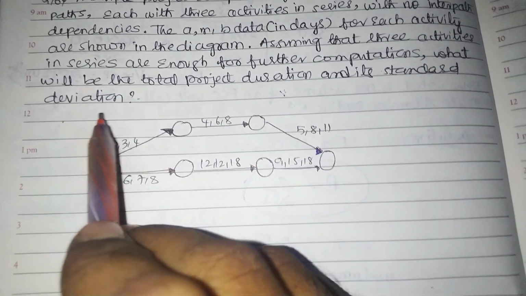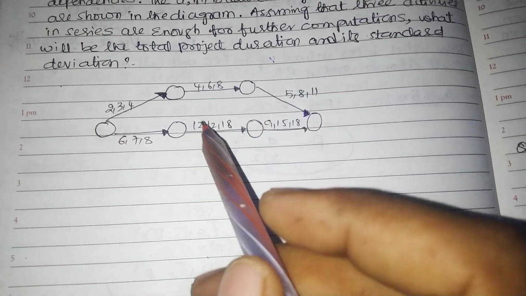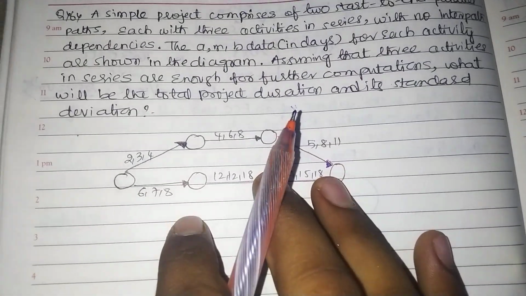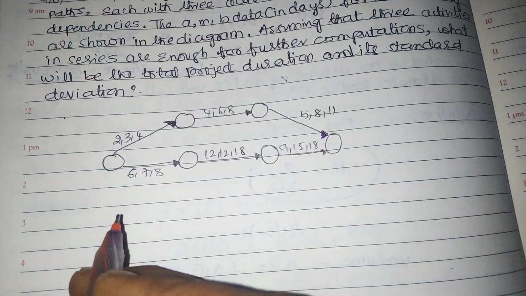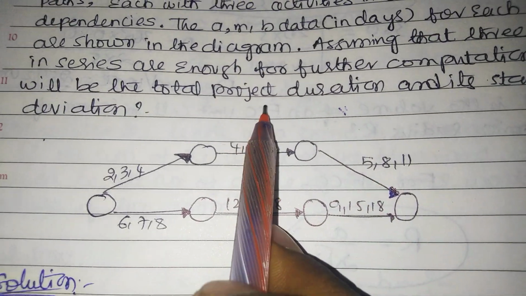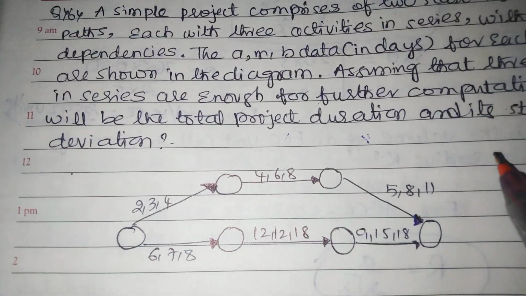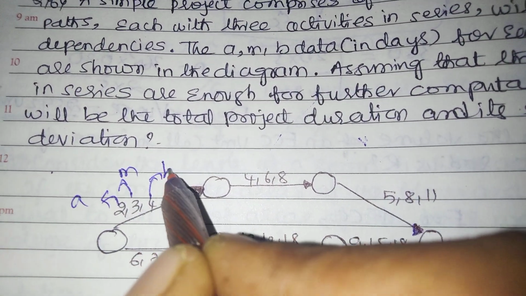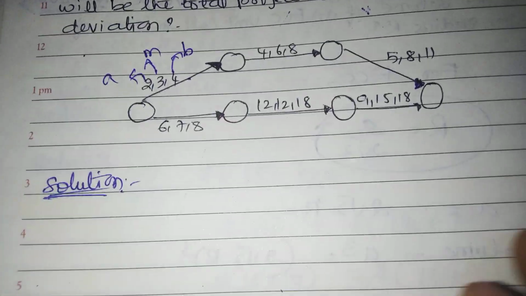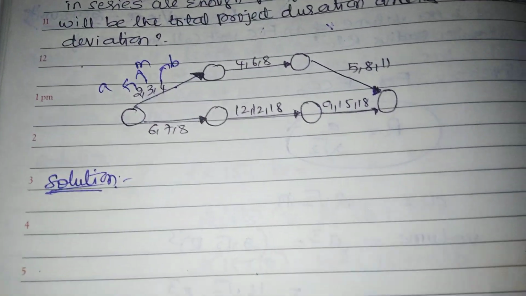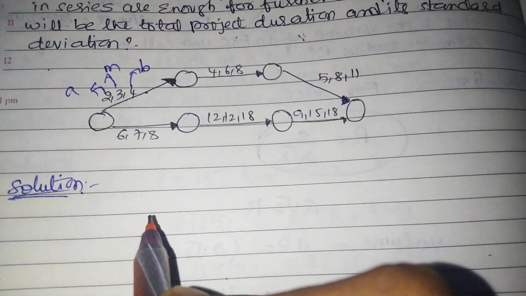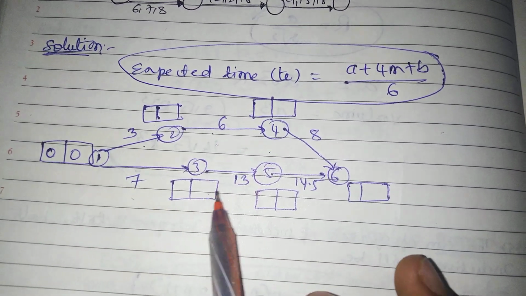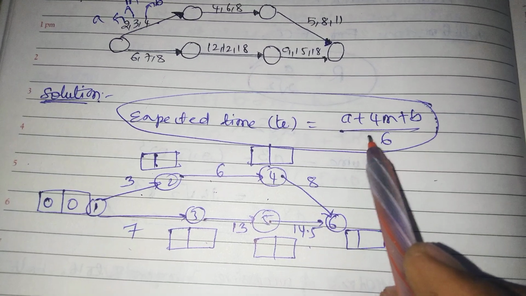For the question, they have already given the figure. With the help of this diagram we do the analysis. For the solution, firstly we calculate the project duration. We first find the expected time. They mention A, M, B are in days, right? Remember this. For the expected time the formula was this, so we read the diagram. We calculated 3, 6, 8, 7, 8, 13, 14.5 with the help of the expected time formula.